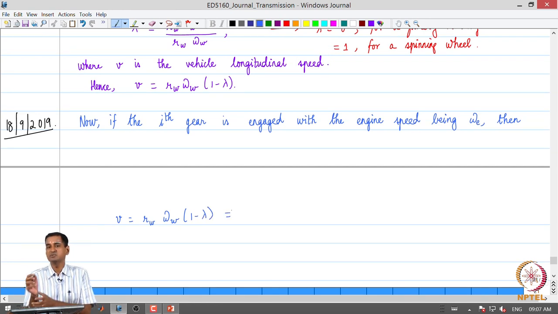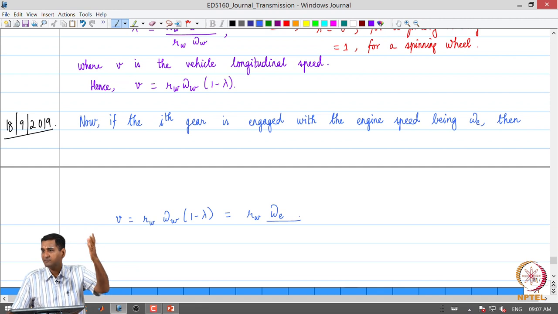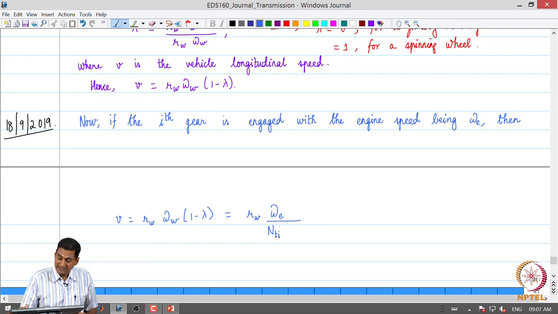Now the question is, how is omega W related to omega E? If we recall the definition of our gear ratios, from the engine output we engage the flywheel and the clutch together, and that goes to a primary gearbox whose gear ratio is N_Ti, because we are engaging the ith gear. So we divide by N_Ti, and this is the speed at the output shaft of the primary gearbox. Then we have a final drive whose gear ratio is N_D, so we divide by N_D, and this is the angular speed of the wheels. So that is going to be the equation.